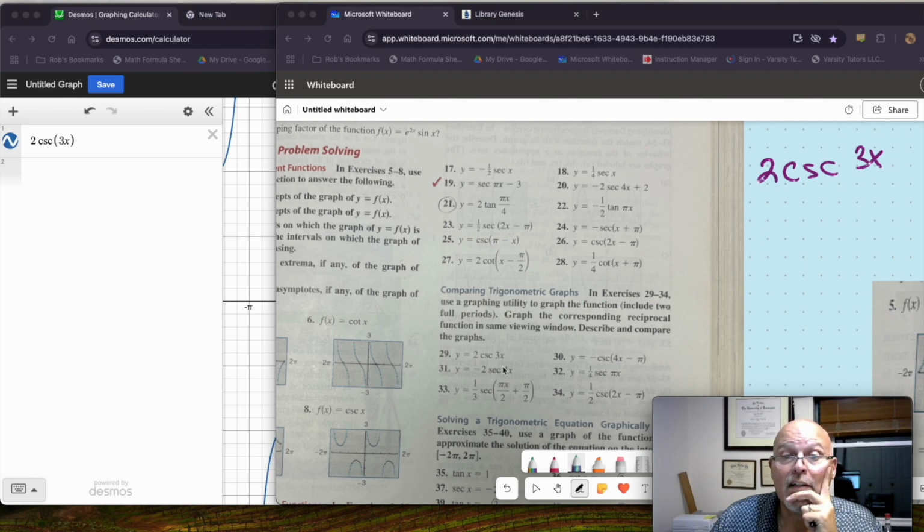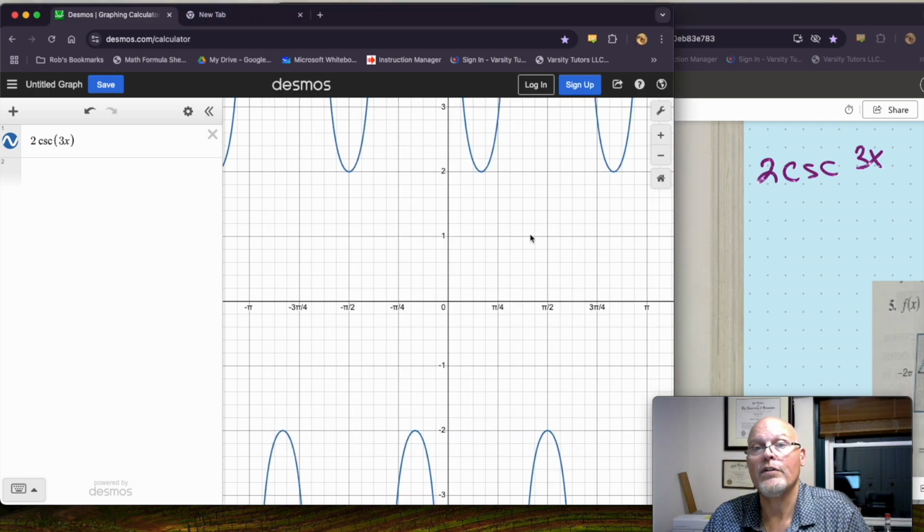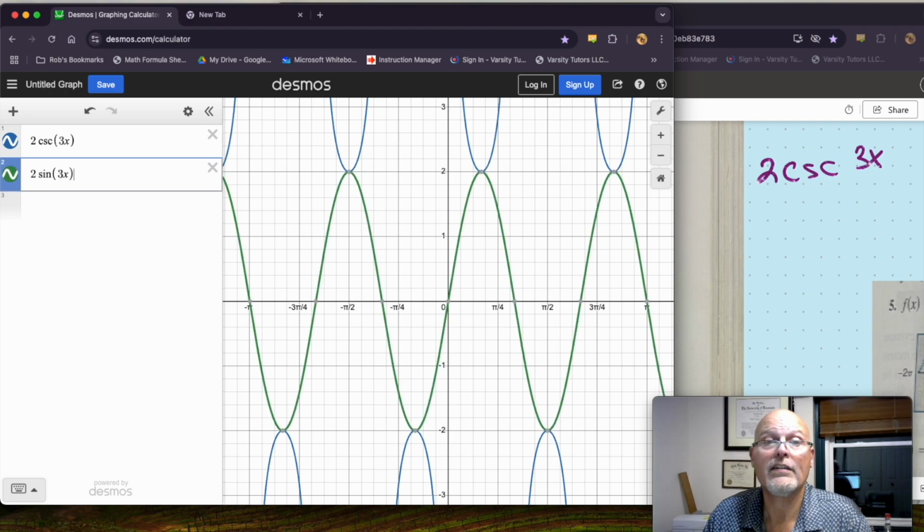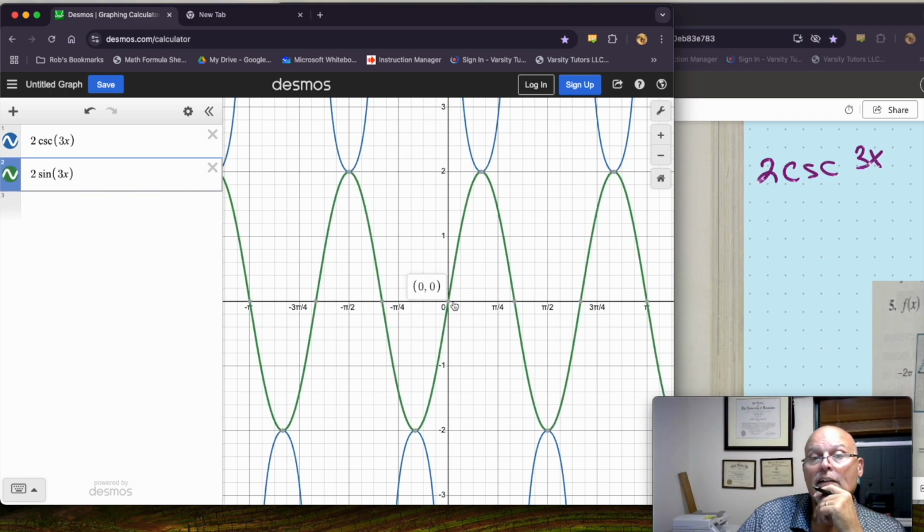We're going to look at, for instance, cosecant, and then we're going to look at sine of the same. So we use Desmos, and this is where you guys could tutor me, because I'm sure you're better at it than I am. But the 2 tells us that our inverses are going to be here. And if I now add 2 sine of 3x, you can see what I've got, right? So my sine is in green, and where it's normally 1, 2 sine is going to be 2, and that's where the inverse is going to go.